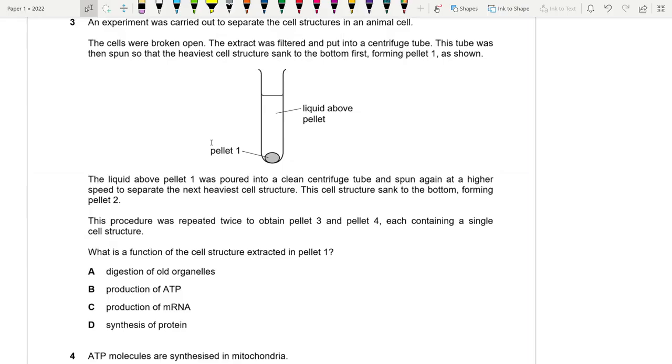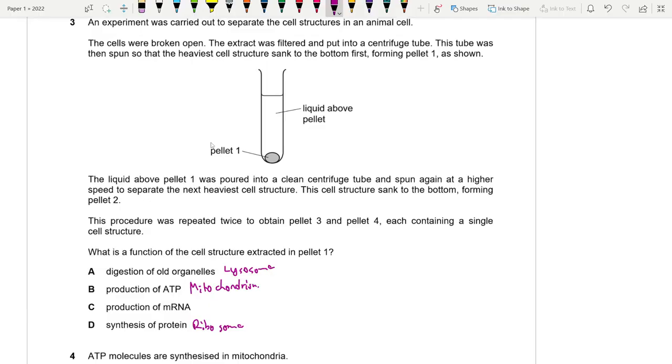You guys need to understand something. What is the basis of separation of these pellets? Mainly in the centrifuge machine, the heaviest one will sink to the bottom first. So if we think about these, production of ATP, this is the mitochondrion. This is protein synthesis, the ribosome. Digestion of all organelles, this is the lysosome, basically.